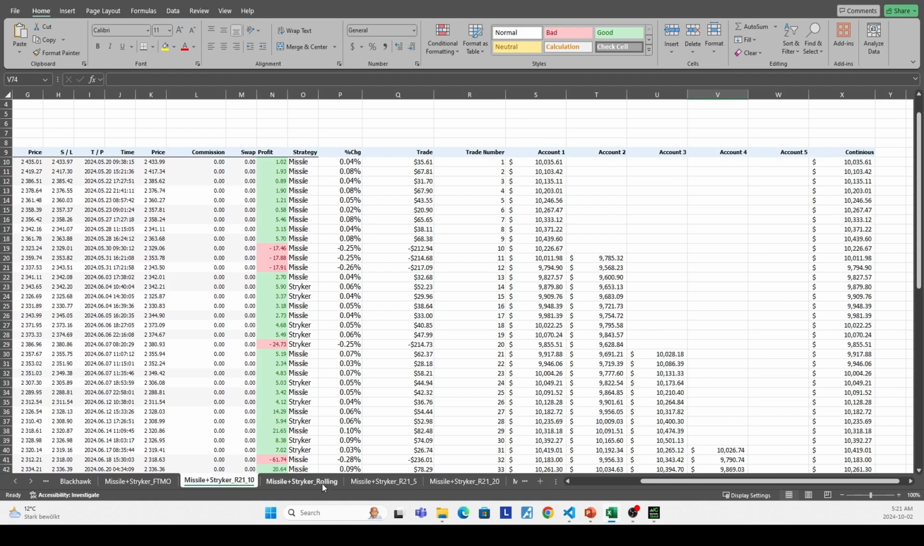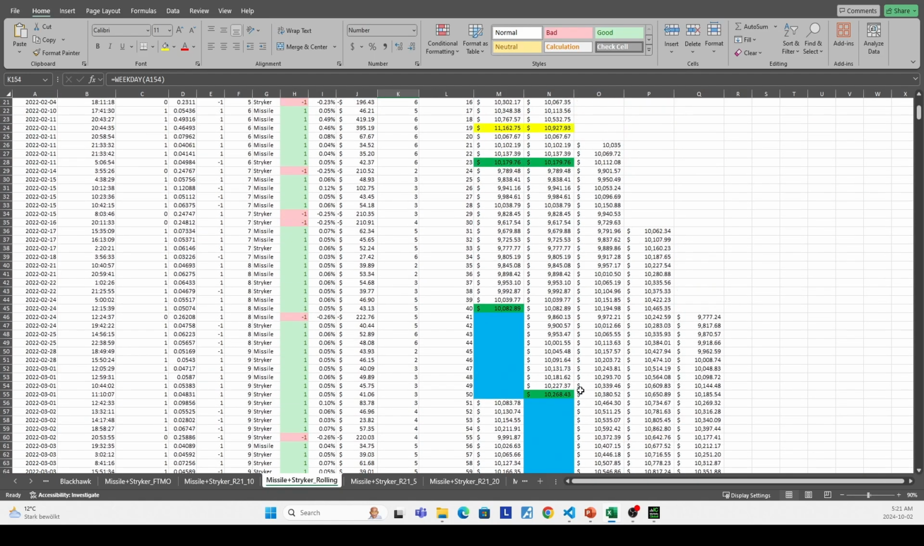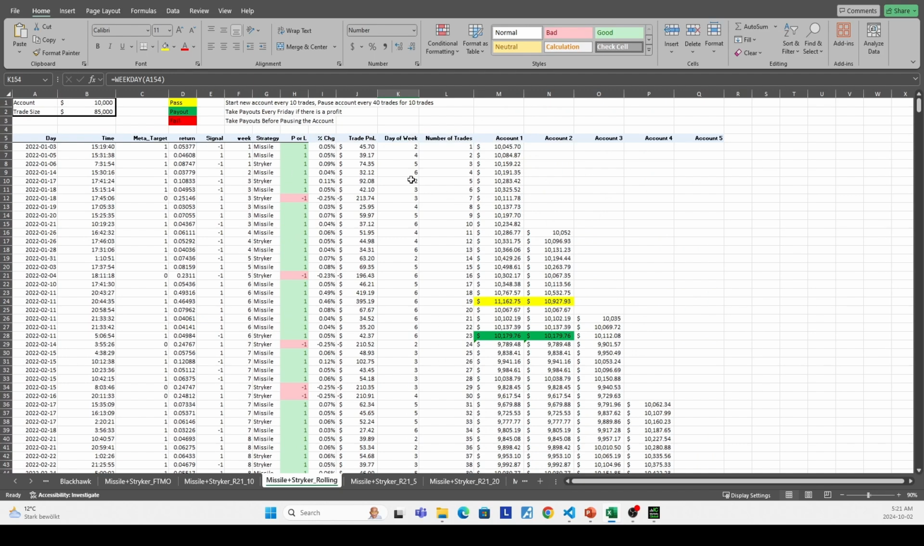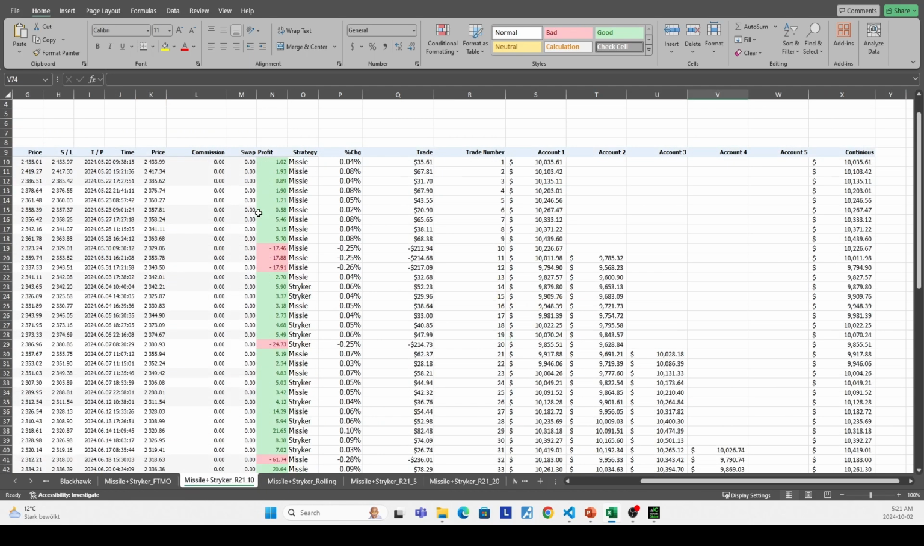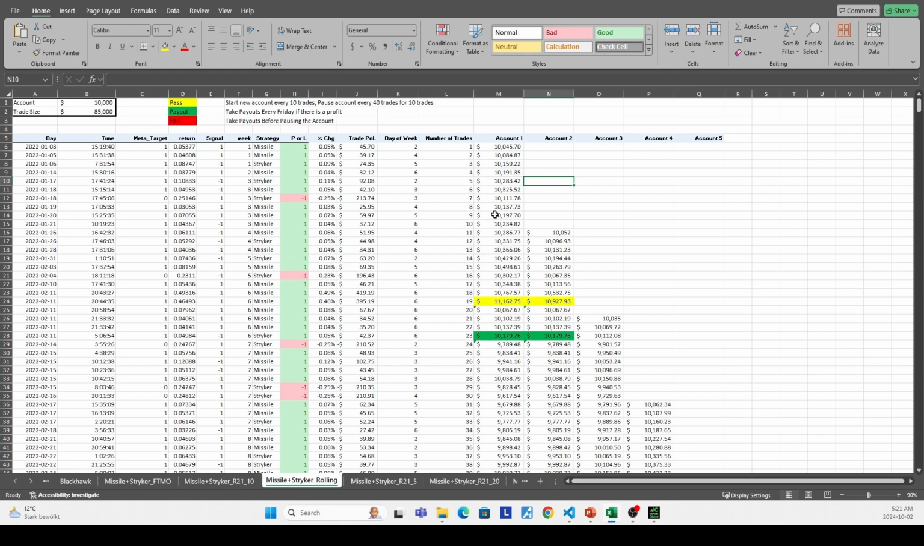And perhaps I can show another example here. This would be an example, same approach, Missile and Striker. This is coming from a back test, so these were not live trades. This is the back test, but it just gives you a longer sample period.